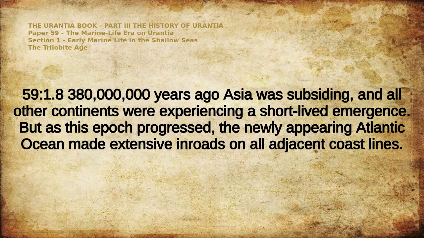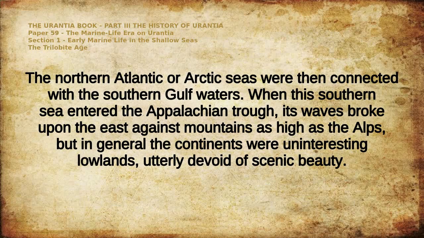380 million years ago, Asia was subsiding, and all other continents were experiencing a short-lived emergence. But as this epoch progressed, the newly appearing Atlantic Ocean made extensive inroads on all adjacent coastlines. The northern Atlantic or Arctic seas were then connected with the southern Gulf waters. When this southern sea entered the Appalachian Trough, its waves broke upon the east against mountains as high as the Alps, but in general the continents were uninteresting lowlands, utterly devoid of scenic beauty.